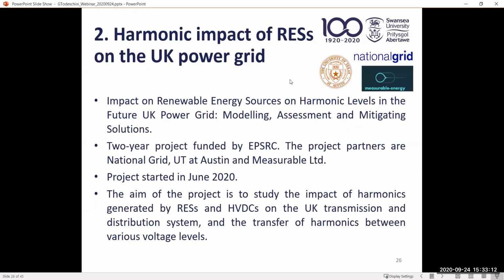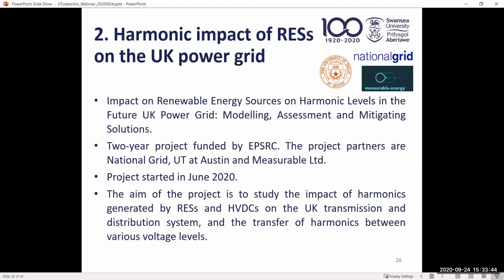The next project, the title is Impact of Renewable Energy Sources on Harmonic Levels in the Future UK Power Grid: Modeling, Assessment and Mitigating Solution. This is a 2-year project funded by EPSRC. The project partners are listed here, and their logos are also shown. The project started about 3 months ago, so I don't have a lot of updates on this project, but I can share the aim and what we are working on at the moment.